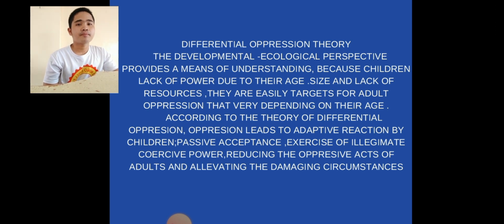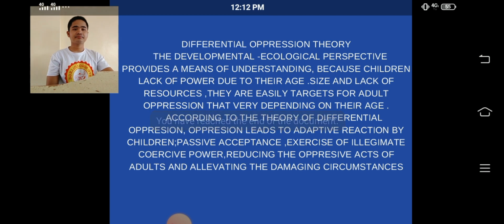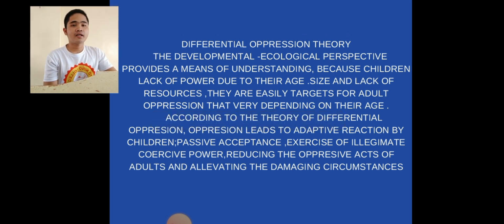Differential oppression theory. The developmental ecological perspective provides a means of understanding because children lack power due to their age, size, and lack of resources. They are easily targets for adult oppression that varies depending on their age. According to the theory of differential oppression, oppression leads to adaptive reaction by children, passive acceptance, exercise of illegitimate coercive power, reducing the oppressive acts of adults and alleviating the damaging circumstances. That's all. Thank you.